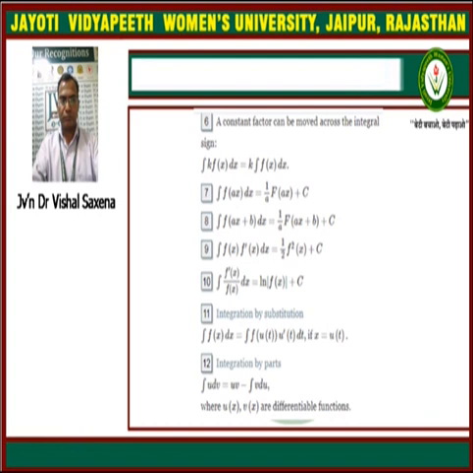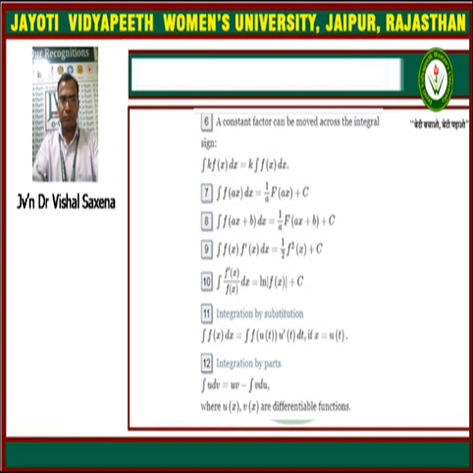Next property, integral of f(ax plus b) dx will be equal to 1 upon a F(ax plus b) plus c, where F is the antiderivative of f. Next, property number 9 is integral of f(x) into f'(x) dx will be equal to 1 upon 2 into f square x plus c, so 1 upon 2 into the square of the function f(x) plus c. Property number 10, integration of f'(x) upon f(x) dx will be equal to log of f(x) plus c.